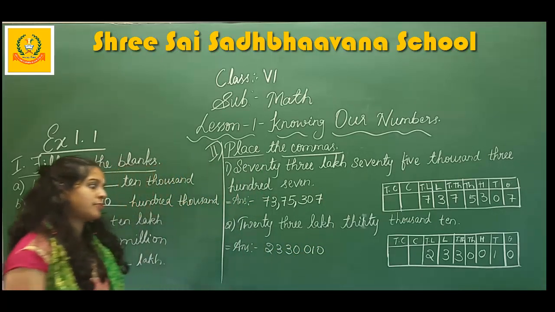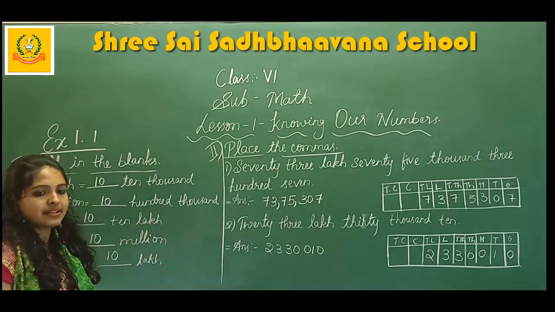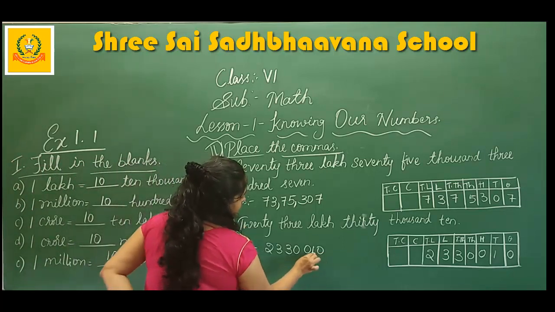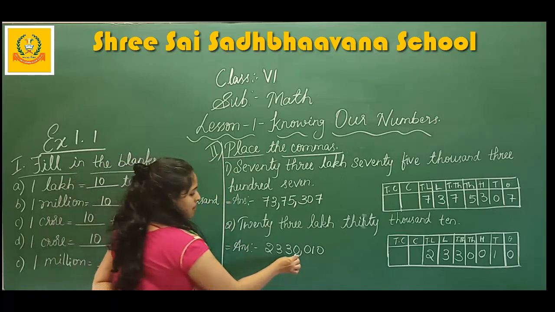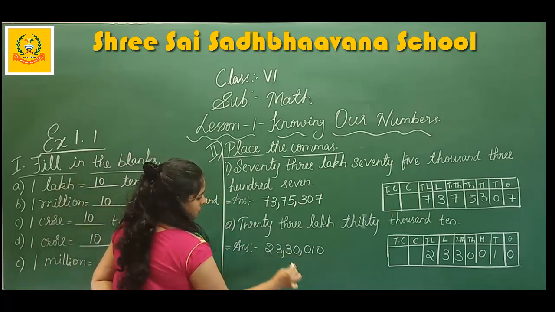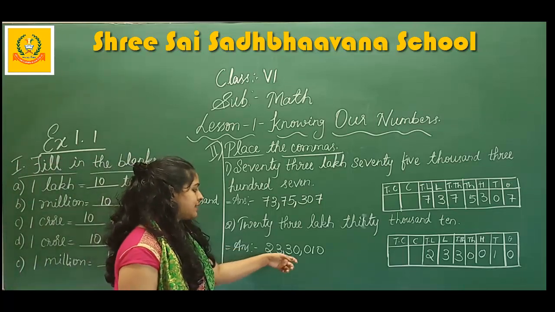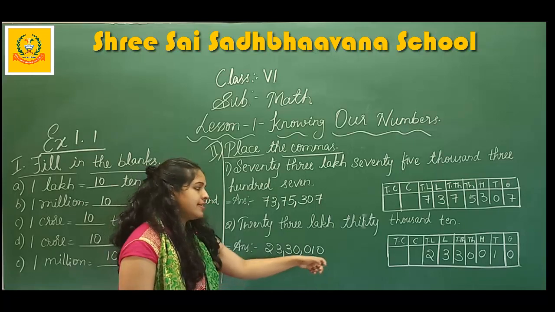Yes. Now I want to place the comma. How can I place the comma? As I said, first comma will come after 3 digits. 1, 2, 3. First comma will come here. Then the next comma after 2 digits. 1, 2. Okay? Yes, this is the answer. 23 lakh 30,010.